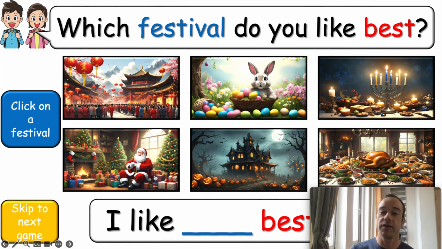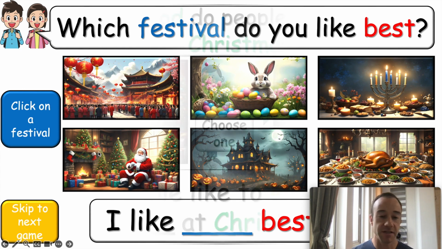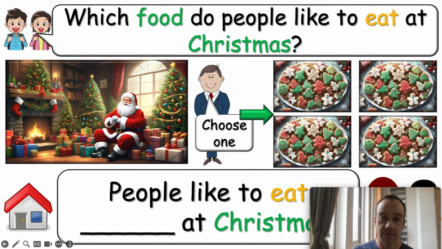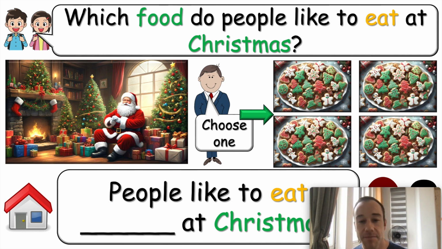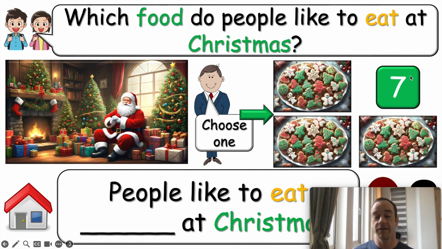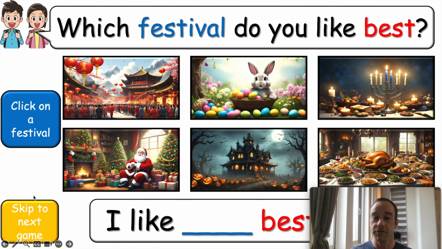Which festival do you like best? They say, I like Christmas best. Then everyone says, which food do people like to eat at Christmas? And they need to remember the word cookies. People like to eat cookies at Christmas. Good job. Which one do you want? They choose this one. All right, 7 points. Good job. That student sits down, click on the home button, and rinse and repeat.